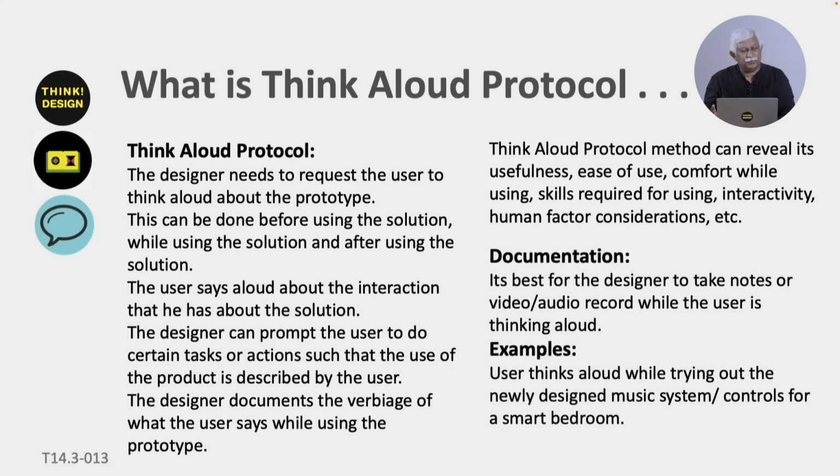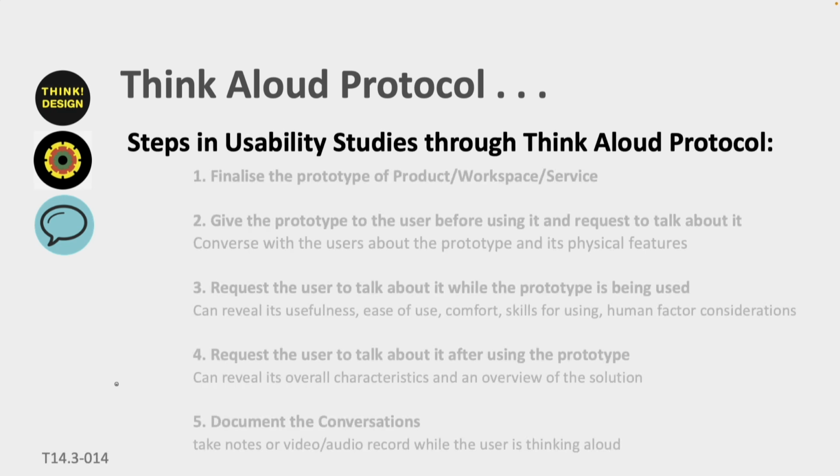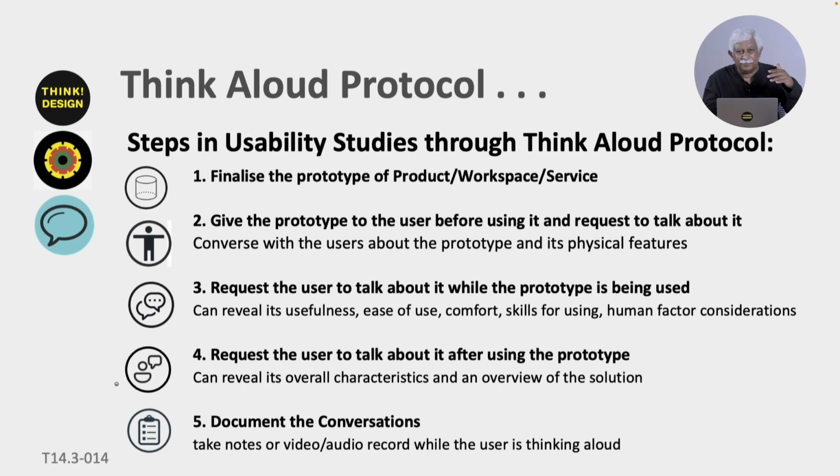Okay, best way to do it is to take notes or video or audio record while the user is thinking aloud. He basically thinks aloud while trying out anything, a newly designed music system or controls for a smart bedroom. So let's look at the steps in the Think Aloud protocol. First, you finalize your prototype, give it to the user and request him to talk about it while he is using it. Okay, so while using the product, before using the product, or after using the product or the prototype, you need to document the whole conversation. Okay, so these are the 5 steps involved in Think Aloud Protocol.